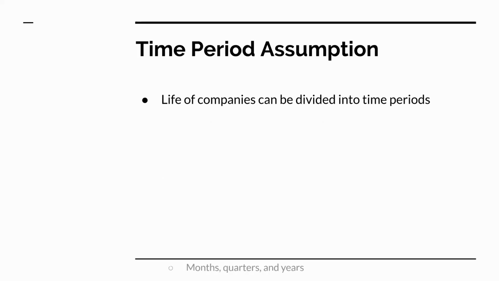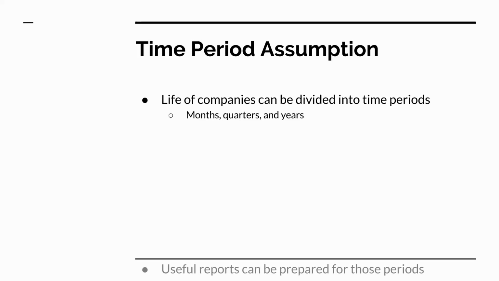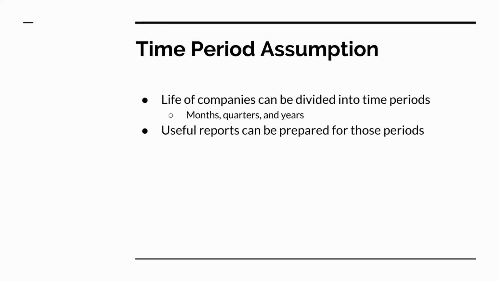The next assumption is the time period assumption. So it's also very important. The life of companies has to be able to be divided into time periods. Why is this important? And what exactly is a time period? Well, a time period can be years, a quarter of a year, or 3 months, months, so a twelfth of the year. Basically, if it's a useful amount of time and a report can be generated, then that's good.